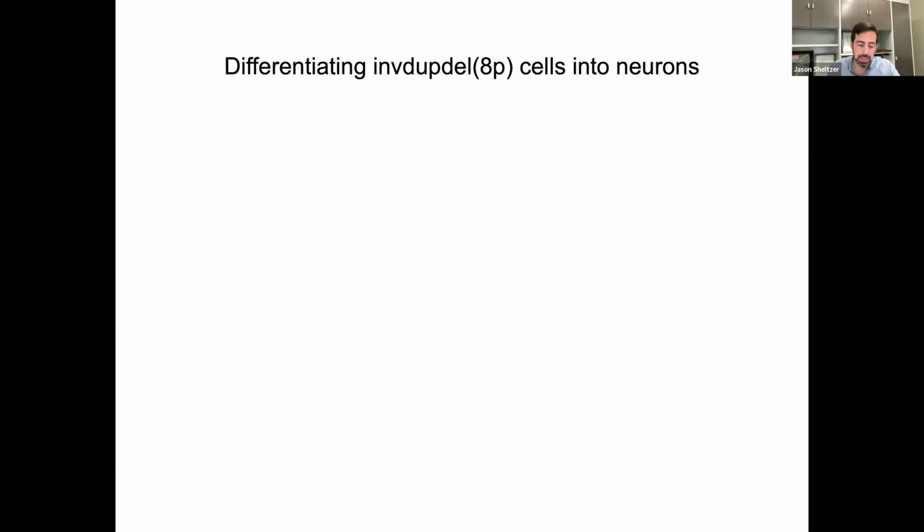The final thing that I want to tell you about today is work that was largely done in Stefan Pinter's group at the University of Connecticut, where we provided them with the cells that we had generated, where we had eliminated the rearranged copy of inversion duplication deletion 8p, and where they differentiated these cells into brain cells, into neurons.